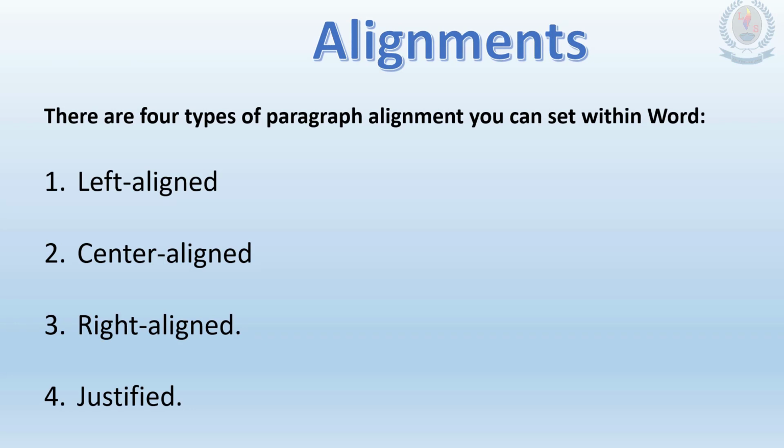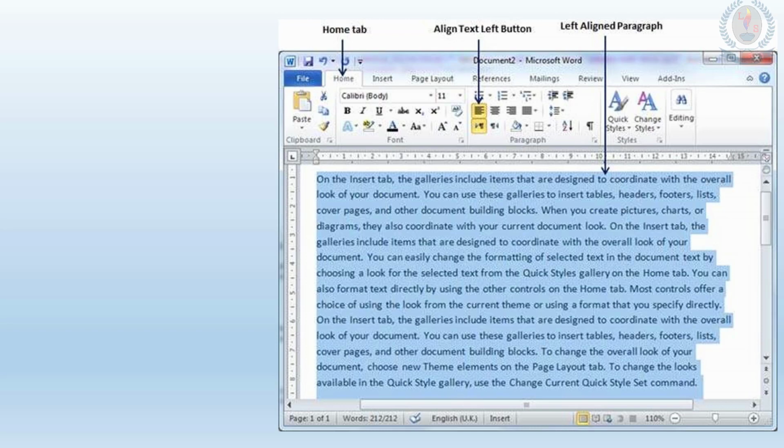The next formatting we are going to learn is alignment. That is very important when it comes to a document. There are 4 types of alignments: left align, center align, right align, and justified. We'll see what those are, right?